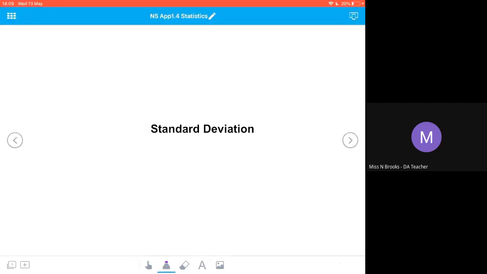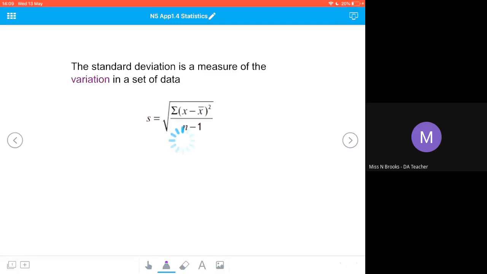So we're going to look at standard deviation. And standard deviation is a measure of the variation in a set of data. And it's represented or calculated by this formula: S equals the square root of the sum of (x minus x bar) all squared, divided by n minus 1, where n is the number of values in our set of data.